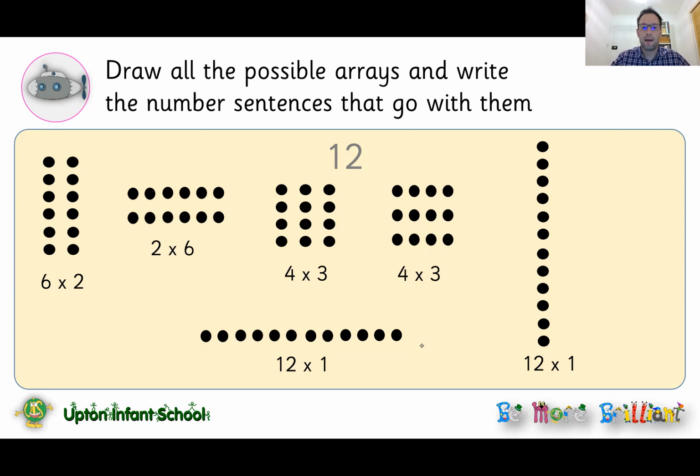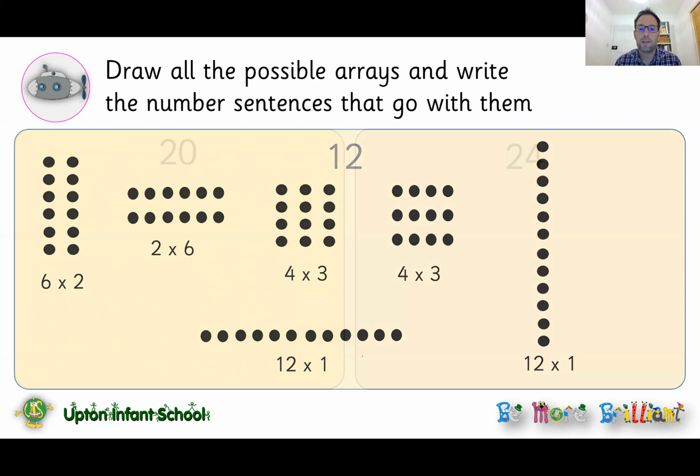Oh, I've made a mistake there, haven't I? Because I've got the same. In fact, I made a couple of mistakes. That one should be 3 lots of 4, and this one here should be 1 lot of 12. Now, we all make mistakes, and that's fine because mistakes are good. They help us to learn as long as we spot our mistakes and learn from them. So we've got 4 times 3, 3 times 4, 12 times 1, and 1 times 12. So we've got lots of different ways, lots of different arrays that we can use to make 12.